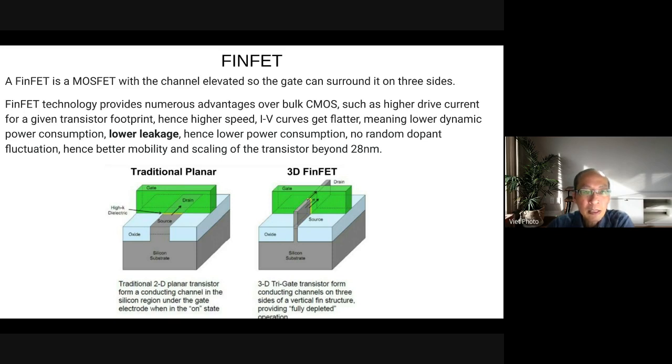You can see that the electric field applied to the gate here is just on the surface. It just goes from here, this small one here, down to here. Now, when you do it like this, you elevate, you raise the source and the drain up so that the gate can embrace the source and the drain.